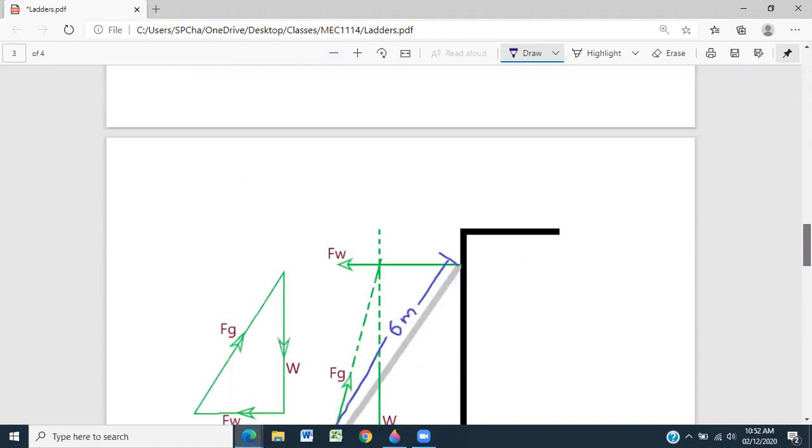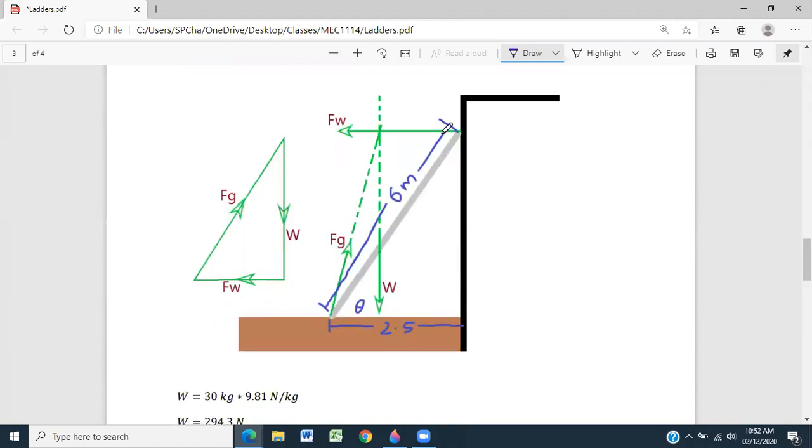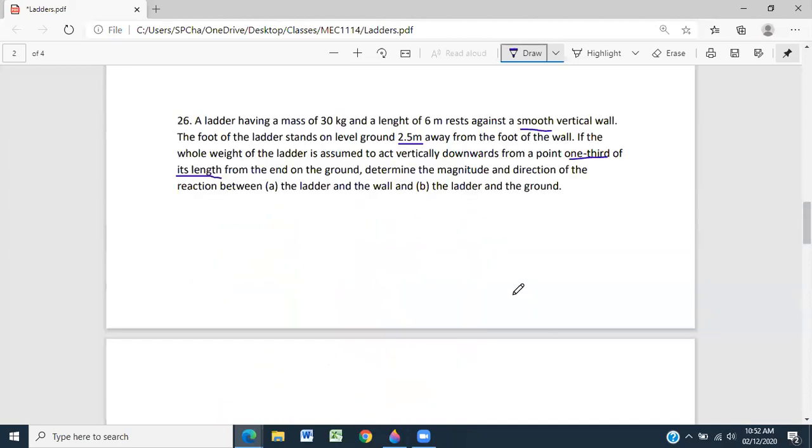So, pretty similar setup. Here, wall, ground, some angle theta that we don't know. But we know these reactions and we know that they form a triangle. So, what differentiates this from the previous question? Well, the lack of the angle theta. But we were given another distance, 2.5. They told us the foot of the ladder stands on level ground 2.5 meters away from the foot of the wall.